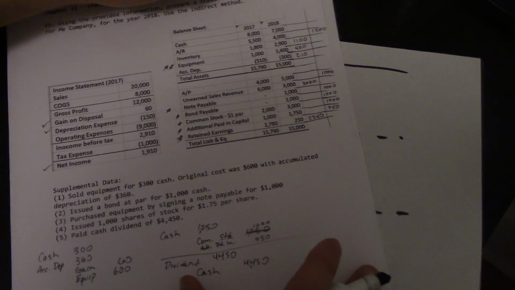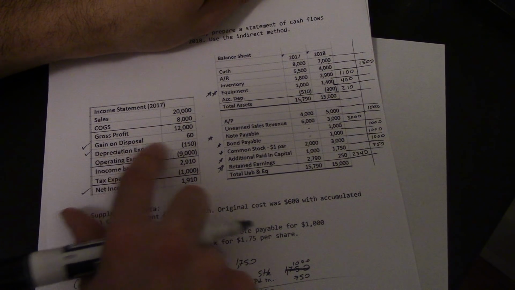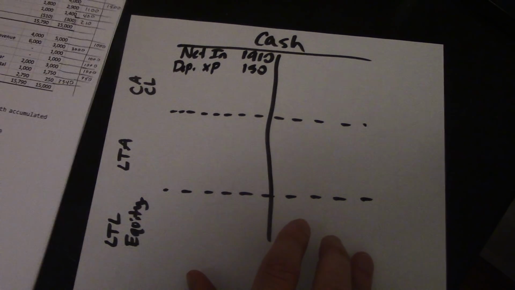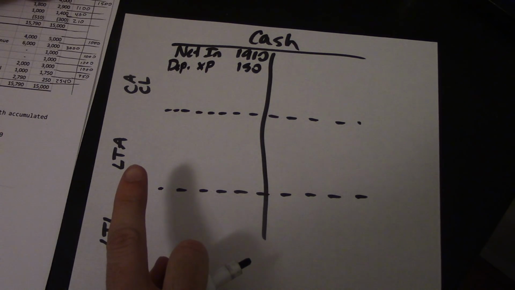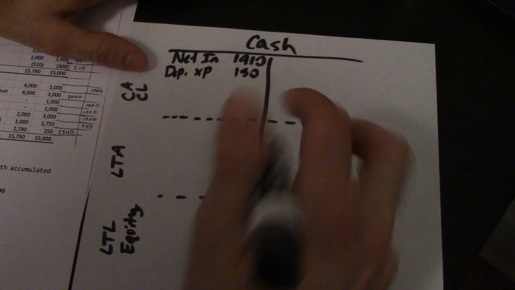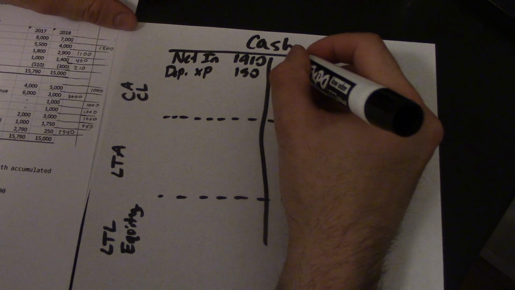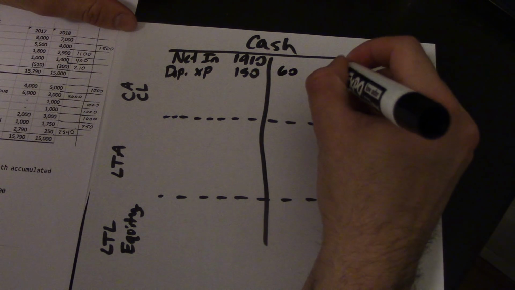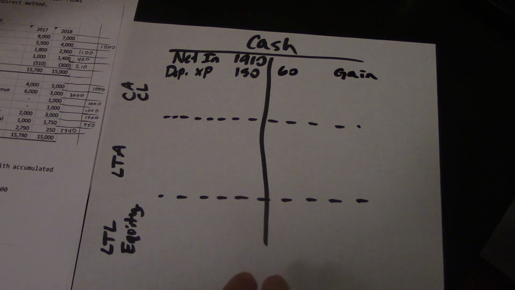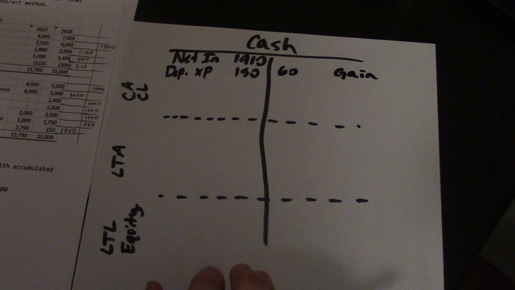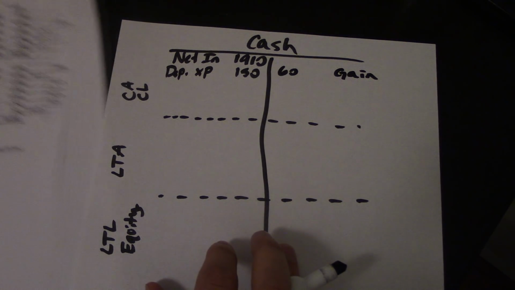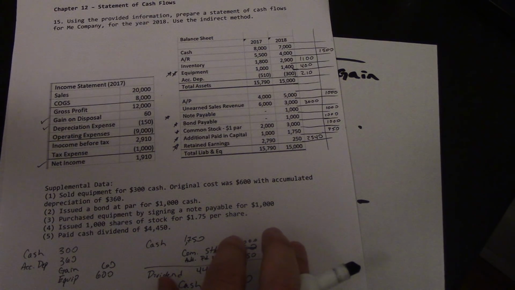Next step is to look for any gains and losses. We've got a gain right here for $60. We subtract our gains and add our losses. So we've got a $60 gain, and we're going to credit that because we're subtracting our gains. Okay, that's pretty much the first two or three steps.